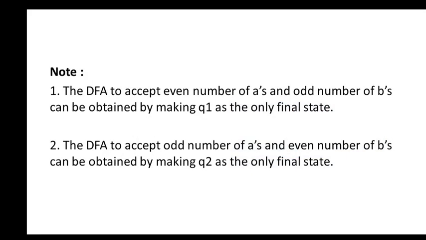Note, here is another different example. The DFA to accept even numbers of A's and odd numbers of B's can be obtained by making Q1 the only final state. And another one, the DFA to accept odd number of A's and even number of B's can be obtained by making Q2 the final state. So we have 4 different types of problems using the modulo K counter problem.